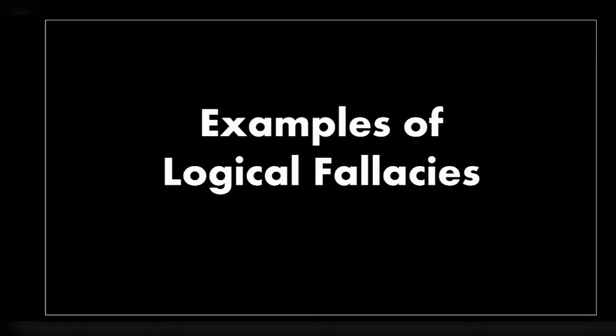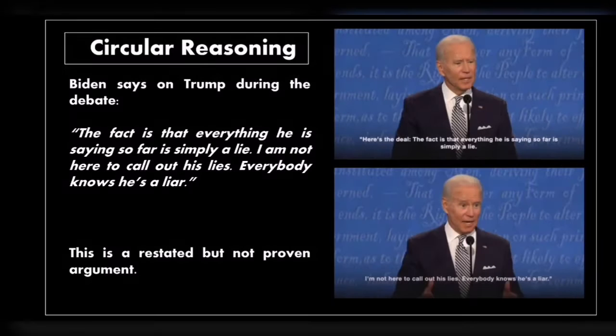Examples of logical fallacies. Circular reasoning. A circular reasoning fallacy is an argument that follows the pattern A is true because B is true, resulting in a redundant statement. This argument presents two ideas that are the same thing without a reasonable basis.